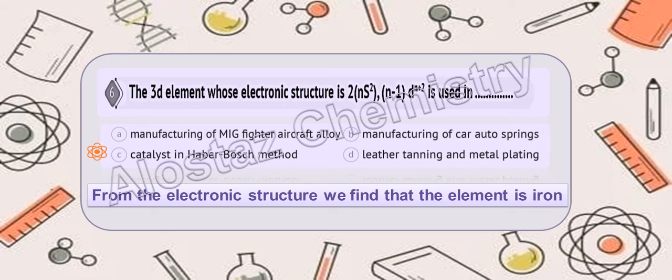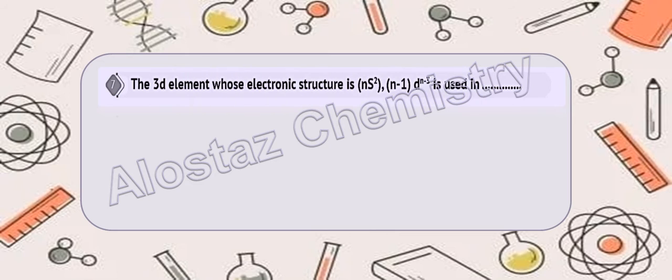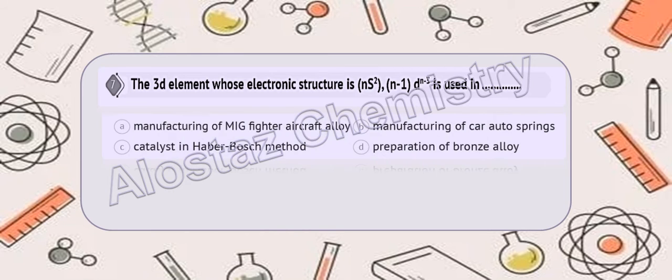Okay, let's go to question 7. It says that the 3D element whose electronic structure is also ns^2, (n-1)d^(n-3), is used in... We have the uses also: manufacturing of MiG fighter aircraft alloy, manufacturing of car auto springs, catalyst in the Haber-Bosch method, and preparation of bronze alloy.